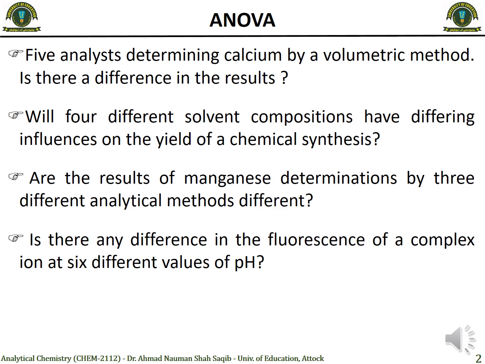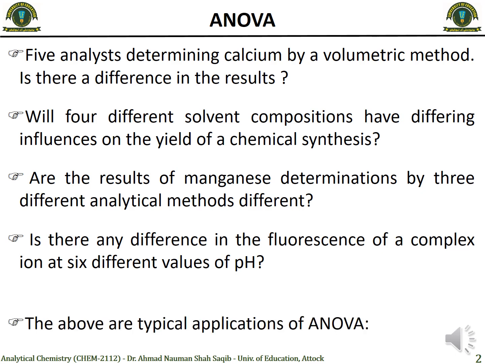We have these kinds of problems in our lab work, and how do we answer them? These are the situations where we need ANOVA, the analysis of variance. The above 4 examples are typical applications of ANOVA. When we have any of these situations, we use ANOVA to get the answer.